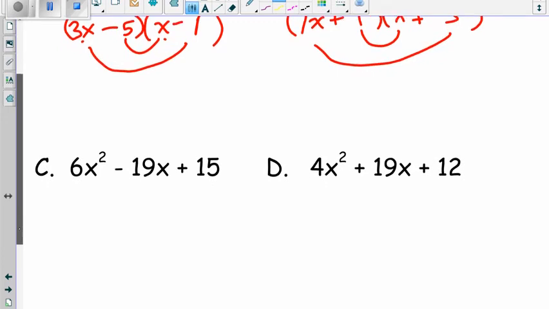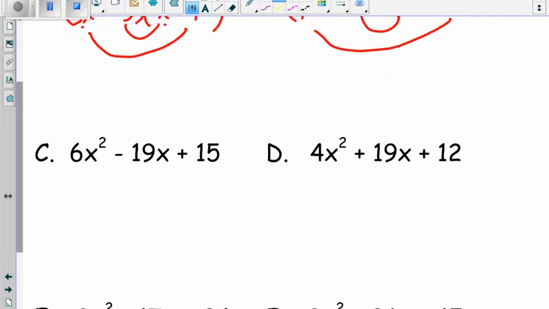And it starts getting a little tougher when my lead coefficient is not a prime number. Take a look first. Does 6 go into 19 and 15? It doesn't. There's no factors other than one that work. So what we're going to do is multiply those two numbers together. So I get 15 times 6, and 15 times 6 gives me 90.